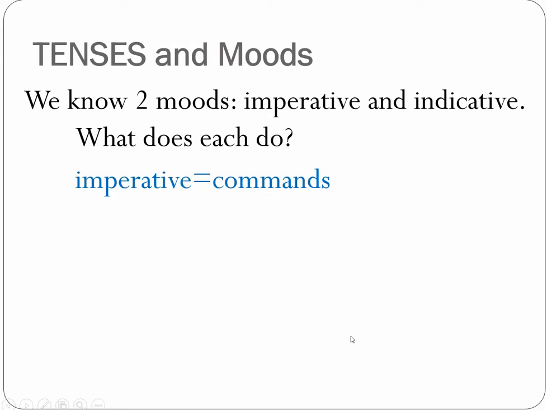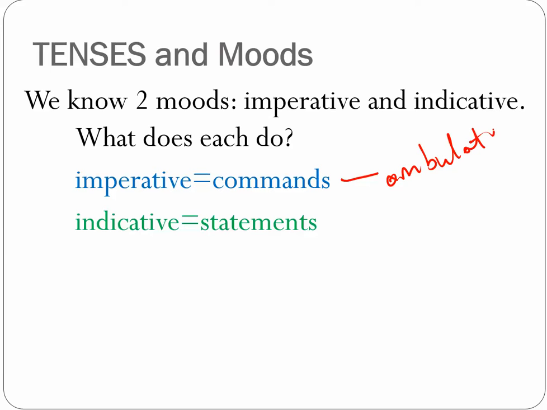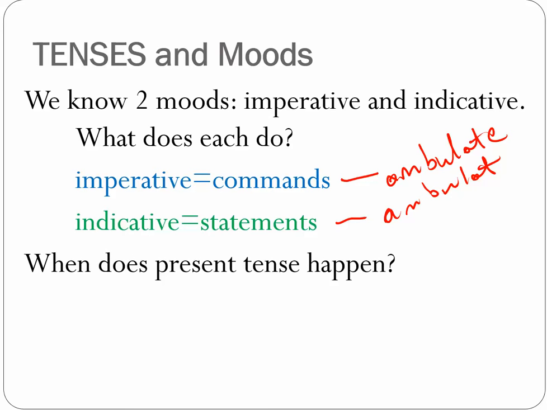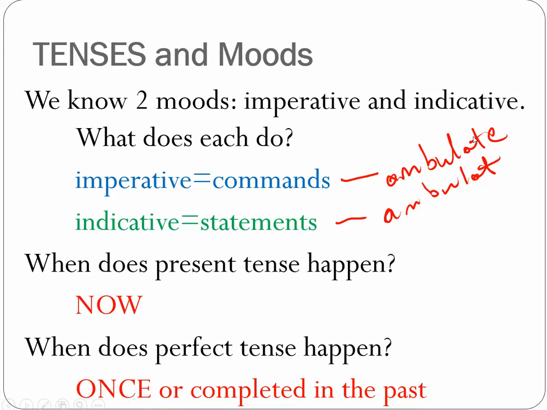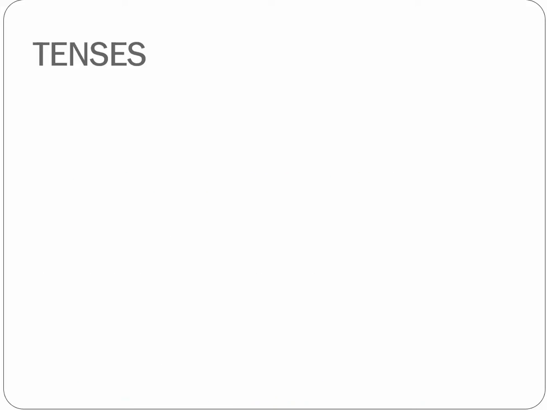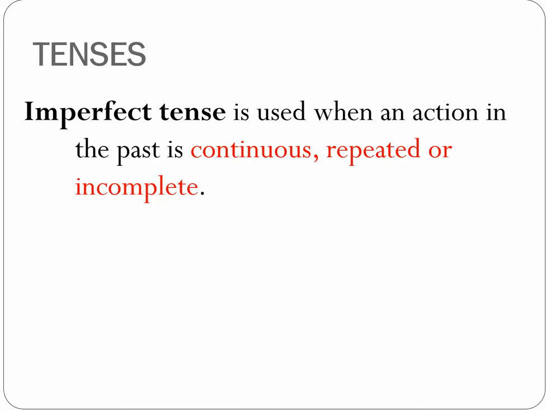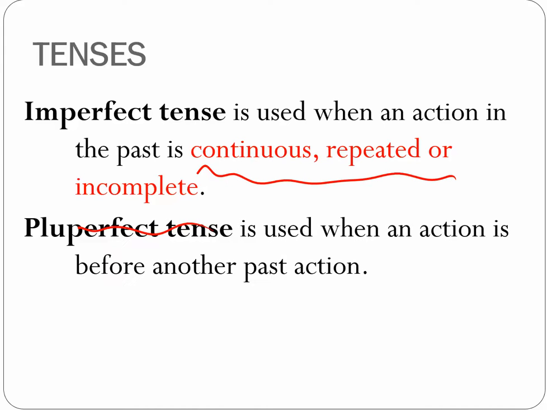So we know imperative and indicative. Imperative are our commands. Like ambulate would say walk. Indicative are statements such as ambulat, he walks, she walks, it walks. We have present tense, which is happening now. Perfect tense, which happened in the past, but is completed. It's perfect, and it often happened only once. Imperfect tense, remember the difference is it's continuous, repeated, or incomplete past action.